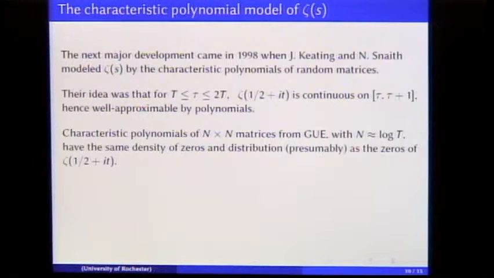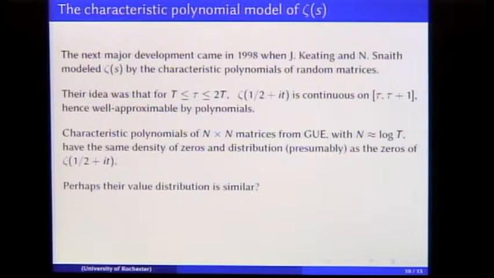That was the idea, and they took matrices of size about log t, because the characteristic polynomials of matrices like this have n eigenvalues, which correspond to the zeros, so you want about log t zeros to get a good approximation. I'm skipping over some of this, because John maybe is going to speak about it.